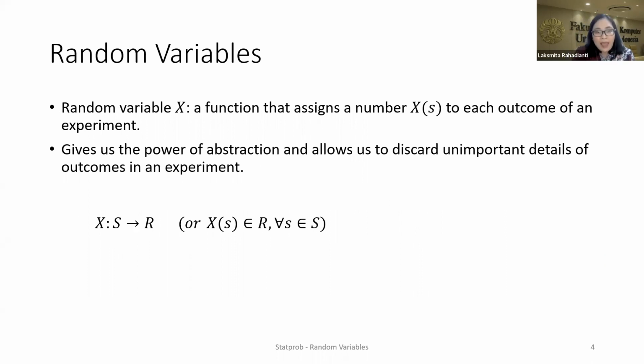So a random variable X is a function that assigns a number, X(s), to each outcome of an experiment. In the previous example, I'm talking about the experiment of throwing two dice, and the outcome that I'm considering is the sum of both dice. So this gives me the power of abstraction. I no longer need to consider every single possible outcome. I just need to know what is interesting to my needs.